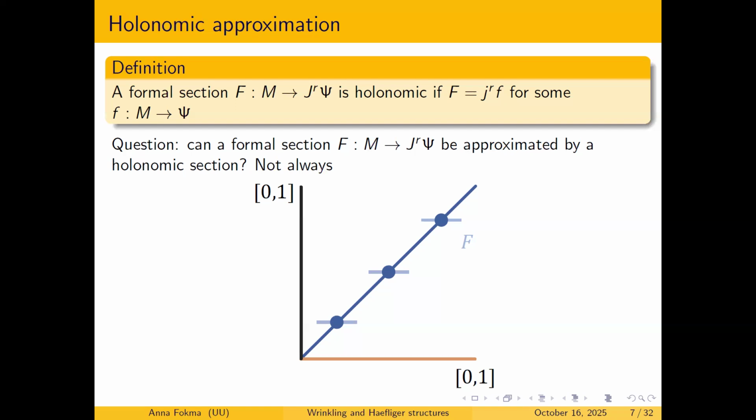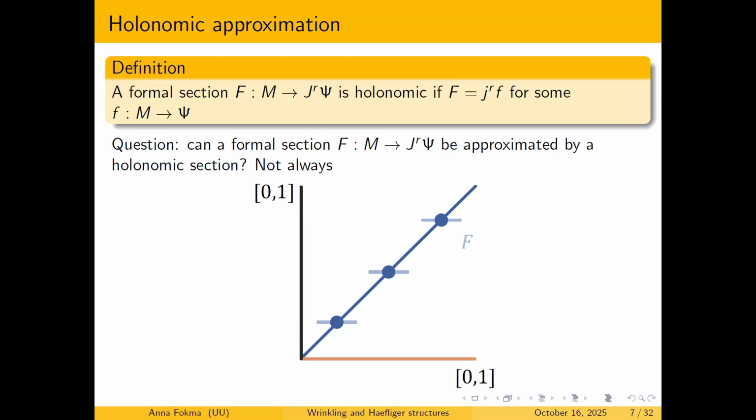And then in practice, we're interested in the slightly stronger question. So if I have a formal solution, can I approximate it by a holonomic section? Because then you can just use a linear interpolation to find your homotopy. However, as the slide already reveals, you cannot always approximate a formal section by a holonomic section. That's depicted at the bottom.